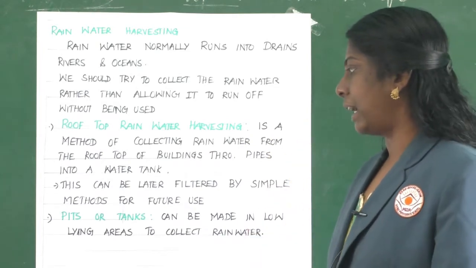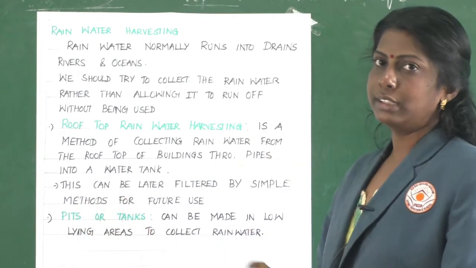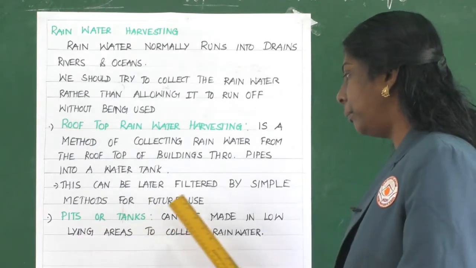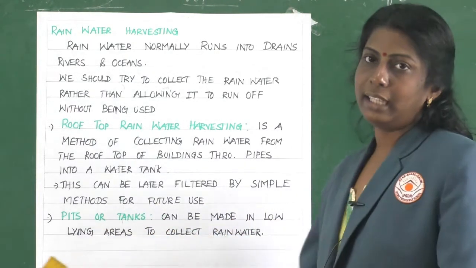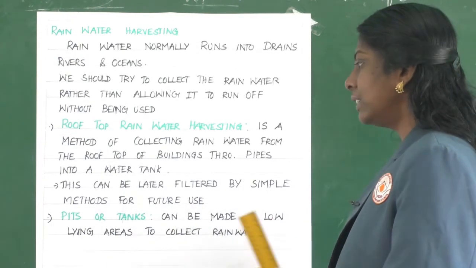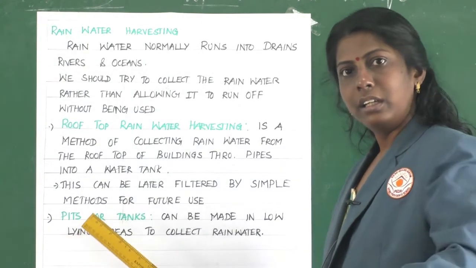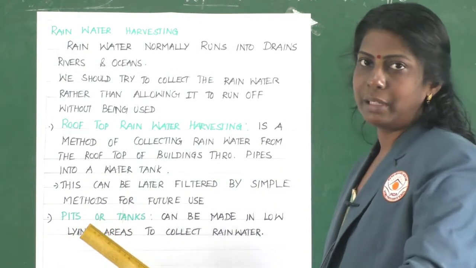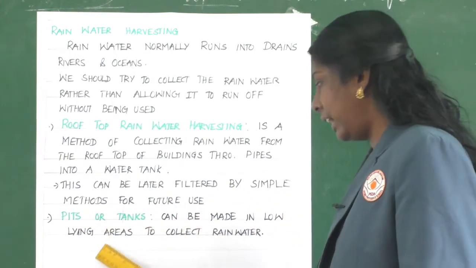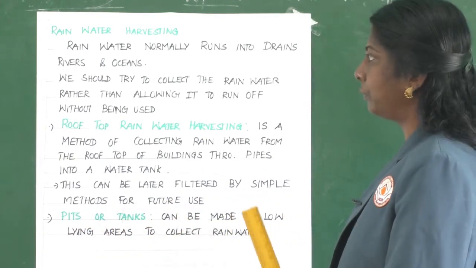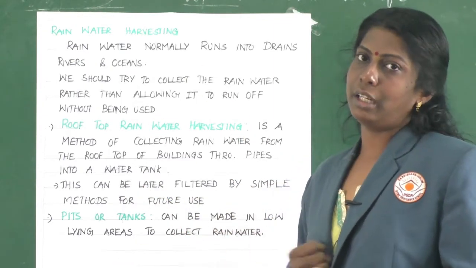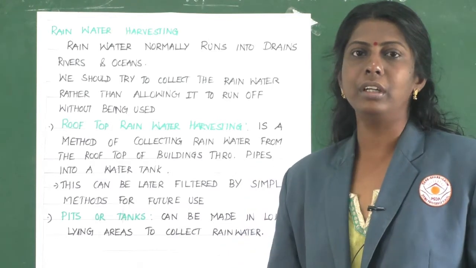The second way is by having pits or tanks. They can be made in low-lying areas to collect rainwater. What are low-lying areas? Those at ground level, at the sea level. So these pits or tanks can be made in low-lying areas to collect the rainwater. So these are different methods to collect the rainwater. So this is what we learn about rainwater harvesting.